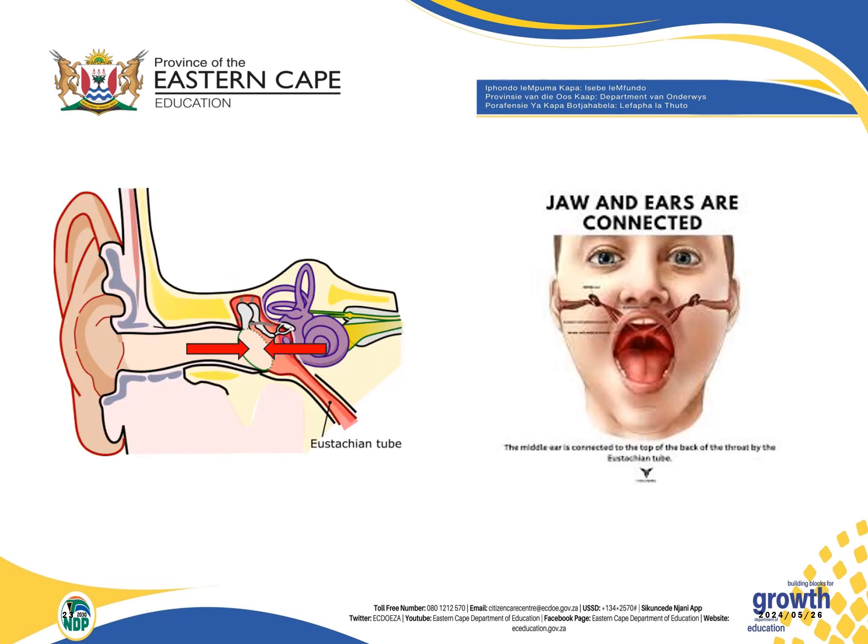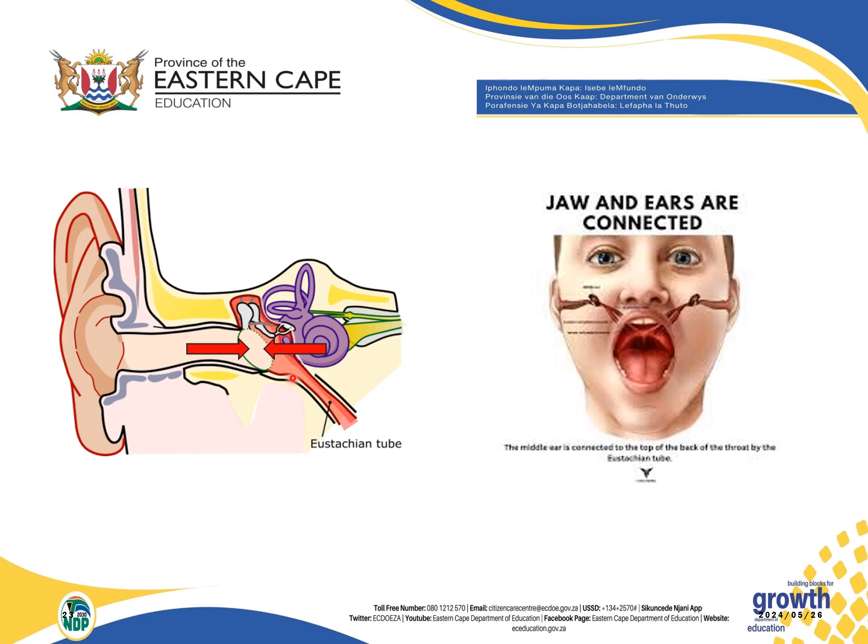Another important part in the ear, but that is not directly involved in the hearing process, is the Eustachian tube. Now, the Eustachian tube is a small tubule that runs from the back of your pharynx up into the middle ear. Remember that the middle ear is a fluid-filled cavity inside your ear.